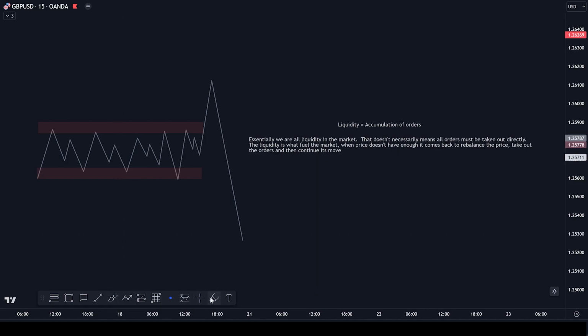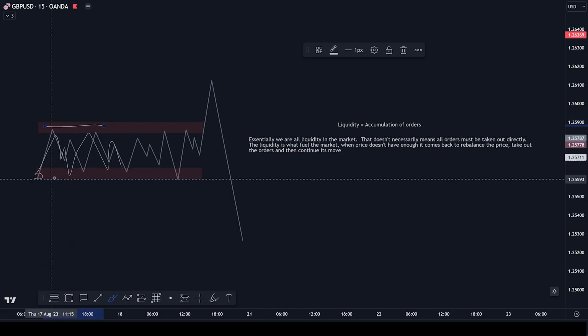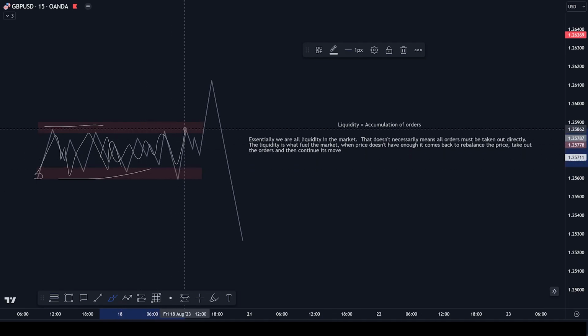So, when price is accumulating, price will create highs and lows. Above the highs we will have sell orders, and below the lows we will have buy orders. When price stops accumulating and breaks into an area, that will induce people to follow the price. And what price usually does is totally reverse.